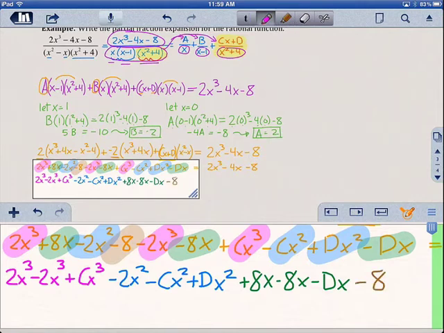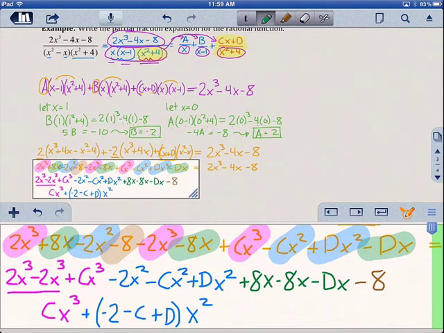Okay, so now I want to combine like terms and take out the greatest common factor. So 2x cubed minus 2x cubed is 0. So all I'm left with here is cx cubed. In this case, I can't combine any of the factors, so I'm just going to go plus, and I'm going to take out a negative 2, a negative c, and a positive d, and that's times x squared. For the x's, I can combine 8x minus 8x, and that gives me 0, so I'm left with minus dx. And for the constants, I just have minus 8.